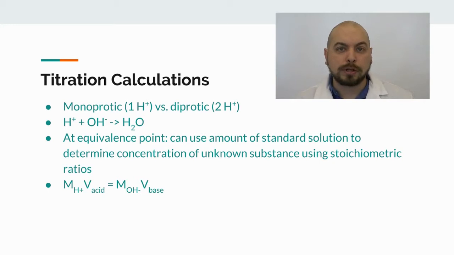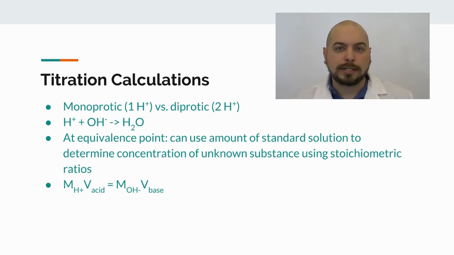Now, at this point of the year, you're going to be told whether an acid is monoprotic or diprotic, but later on in the year, you're going to need to know the difference between them. The other thing is monohydroxic or dihydroxic. So monohydroxic means that the actual base has only 1 hydroxide polyatomic ion, whereas dihydroxic means it has 2.